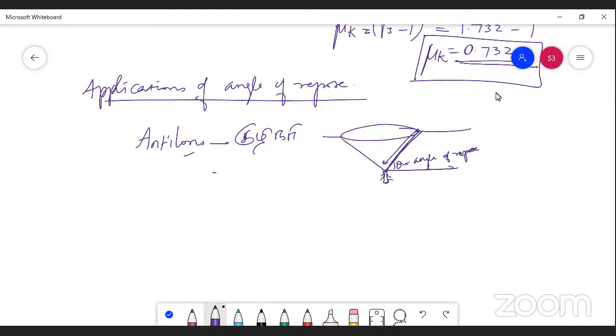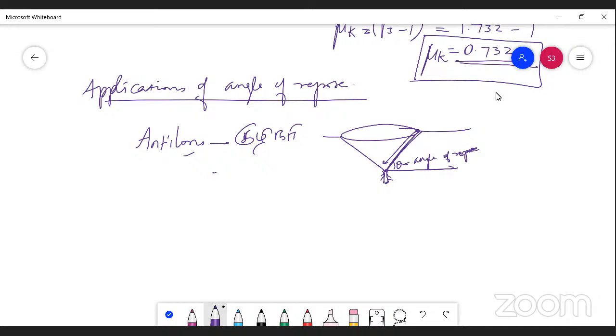So antlions make sand traps in such a way that when an insect enters the edge of the trap, it starts to slide down towards the bottom of the trap where the antlion hides itself. Here, as I told you, the angle of inclination is equal to the angle of repose. You can just look at the picture given in your textbook, so you can understand it easily.